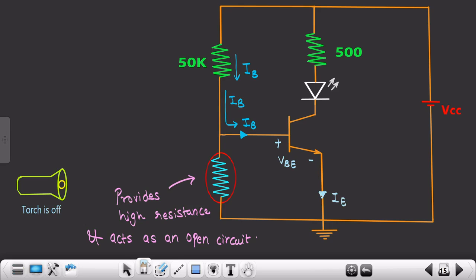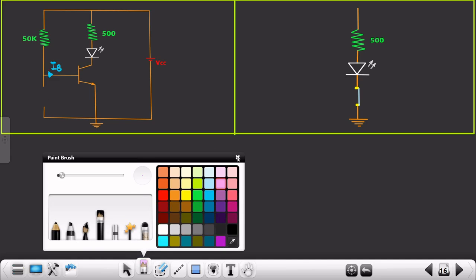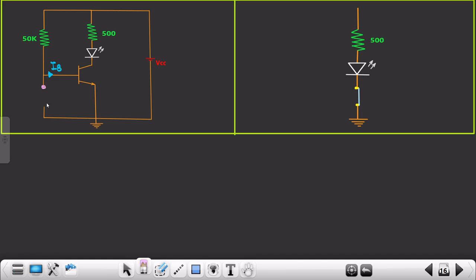And we all know that if there is some input current, then there would be some output current as well, that is IC. So your current IC will flow in this particular direction. Long story short, what I want to conclude is this. See over here, there would be some current IB flowing in this direction. This will act as an open circuit, right? This will act as an open switch or an open circuit.